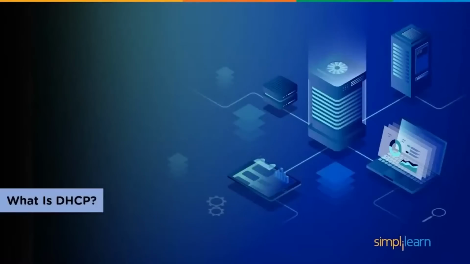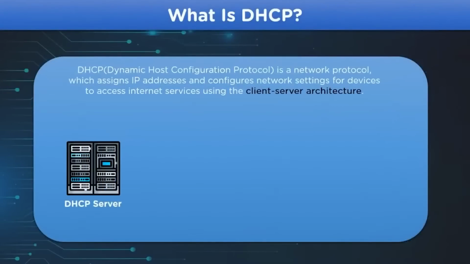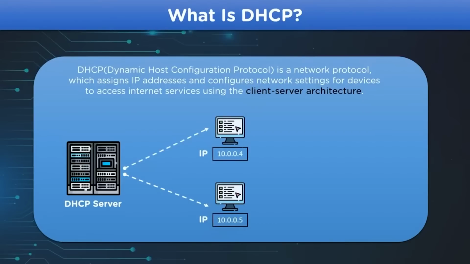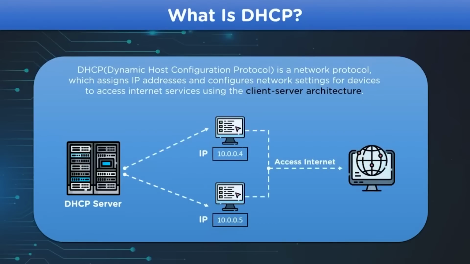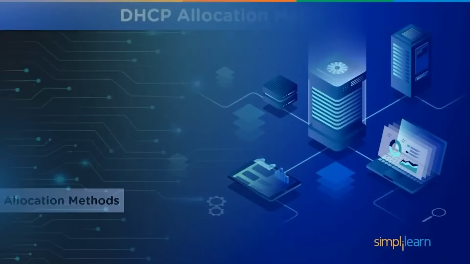Let's understand the DHCP protocol. The Dynamic Host Configuration Protocol, or DHCP, is a protocol that is designed to assign the IP address to a device for it to access the internet. This network model is based on the client-server architecture and removes the process of manually assigning an IP address to the system. Now let's take a look at the allocation methods for the DHCP protocol.